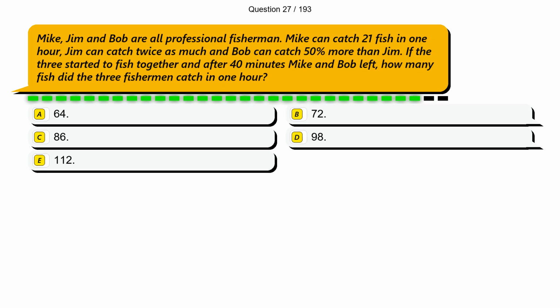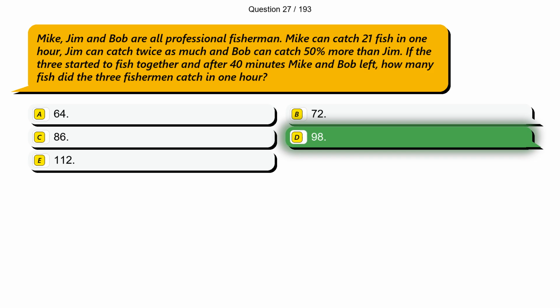Question 27. Mike, Jim and Bob are all professional fishermen. Mike can catch 21 fish in 1 hour, Jim can catch twice as much and Bob can catch 50% more than Jim. If the three started to fish together and after 40 minutes Mike and Bob left, how many fish did the three fishermen catch in 1 hour? Option A, 64. Option B, 72. Option C, 86. Option D, 98. Option E, 112.